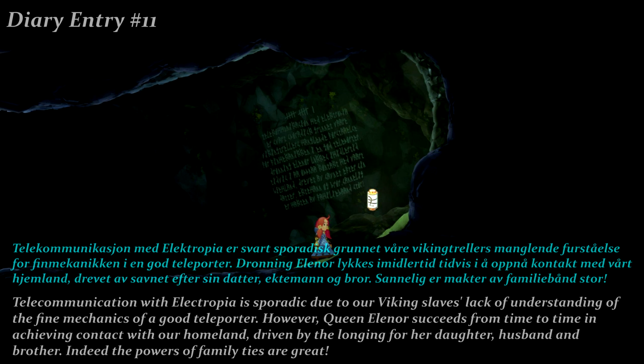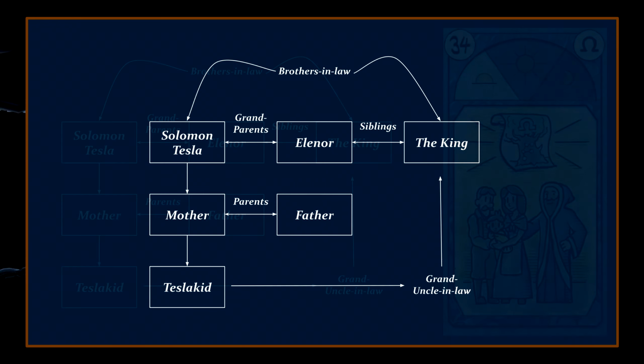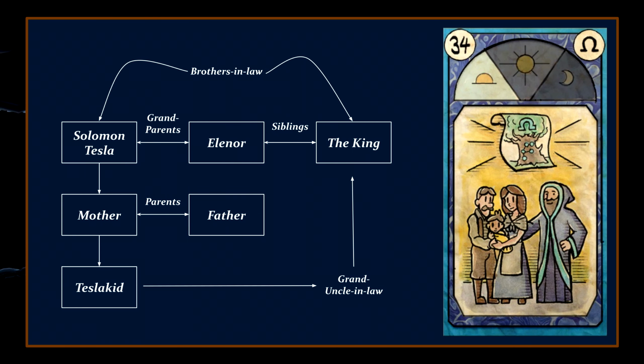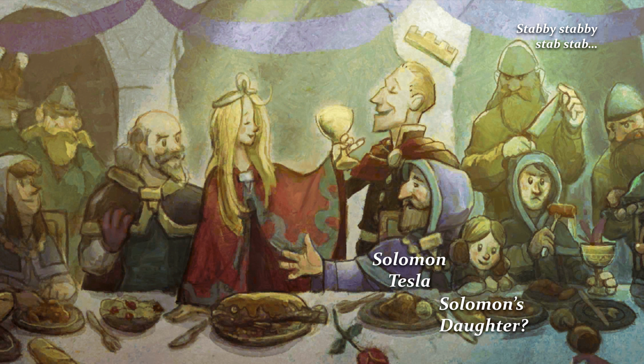I had previously assumed that Teslakid was related to Solomon via his father. Scroll 34 from Teslagrad 1 could be subtly confirming this by showing Solomon standing next to Teslakid's mother. And if we look at the Last Supper painting again, this girl sitting with Solomon Tesla could very well be his daughter.